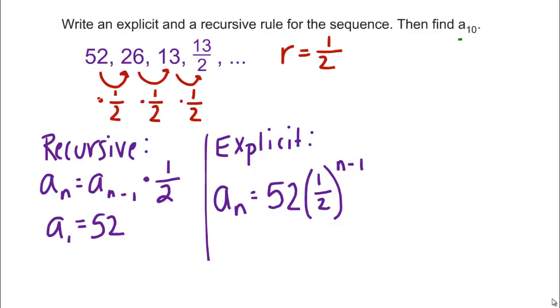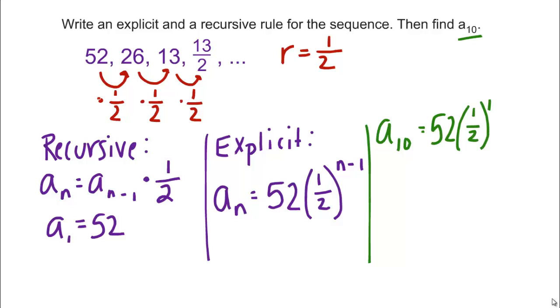And our last question, find a10. I'm going to use the explicit rule for that because I don't feel like finding a1 through a9 first. So let's use our explicit rule. a10 is equal to 52 times 1/2 to the 10 minus 1.